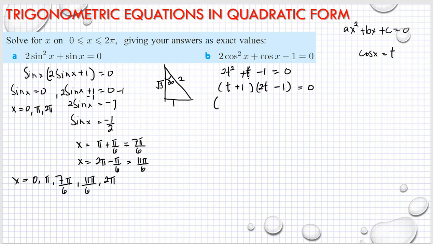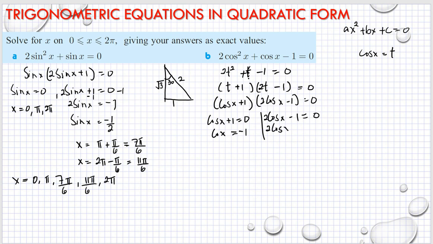That means we have cosine x plus 1 multiplied by 2 cosine x minus 1 is equal to 0. So we have cosine x plus 1 is equal to 0. Then we have cosine x is equal to negative 1. The other one, we have 2 cosine x minus 1 is equal to 0. Then we have 2 cosine x is equal to 1, and then cosine x is equal to 1/2.